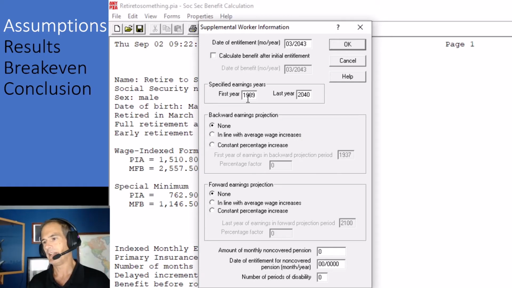The specified earning years, since I want to manually enter every year of income, this is where I would enter which years I'm going to manually enter. So I'm doing 1989 to 2040. We are not doing any backward earning projections, and we're not doing forward earning projections either. So that's really all we need in this form here.